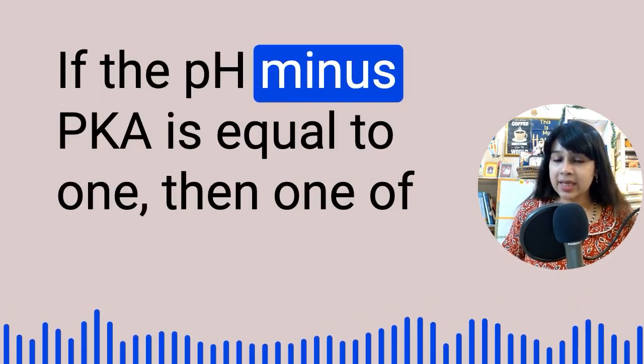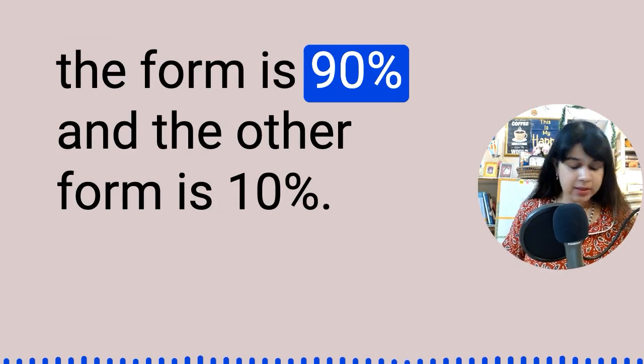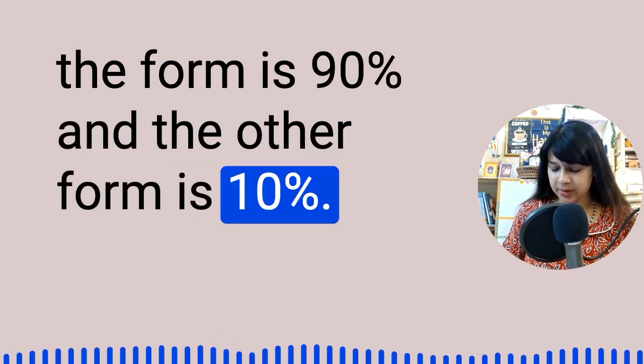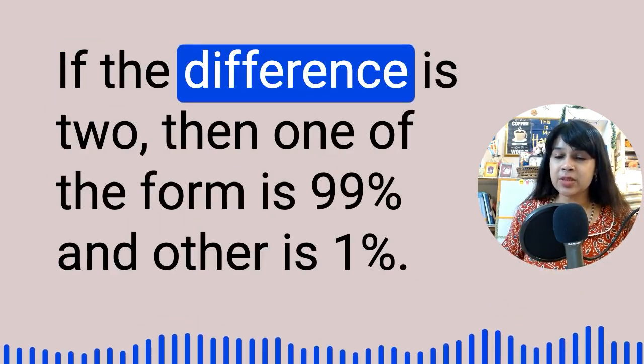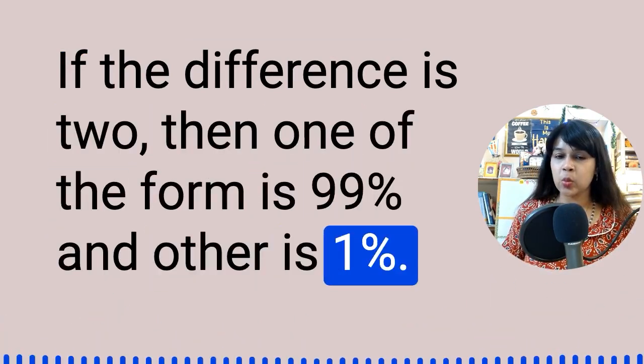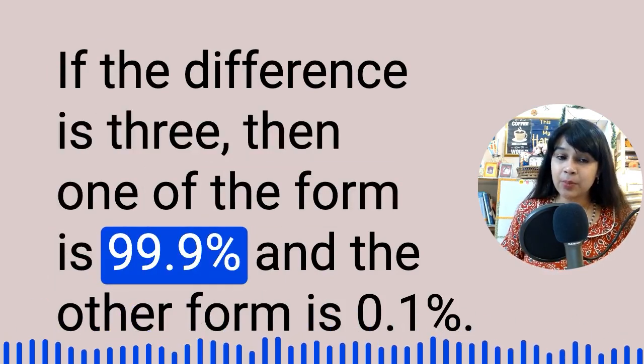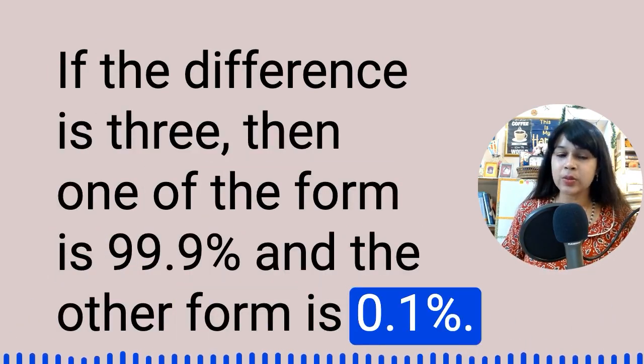If the difference between pH and pKa is 1, then one of the forms is 90% and the other form is 10%. If the difference is 2, then one of the forms is 99% and the other is 1%. If the difference is 3, then one of the forms is 99.9% and the other form is 0.1%.